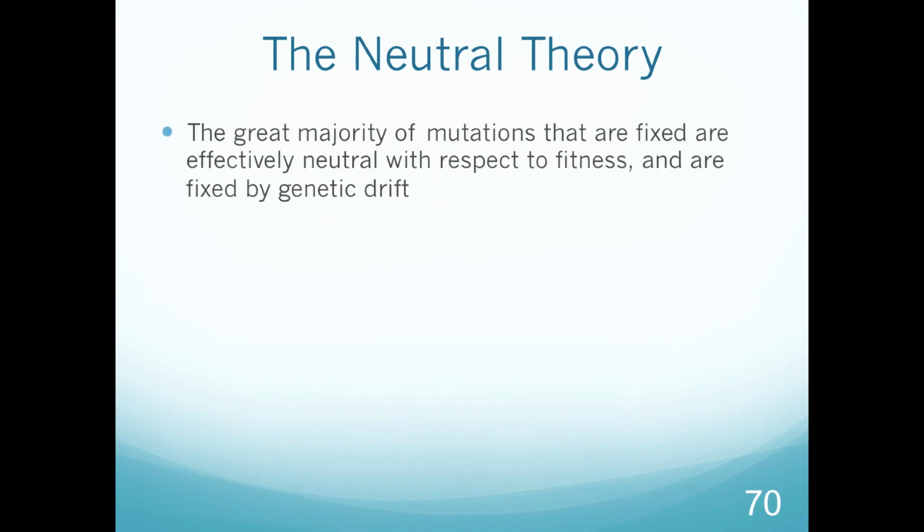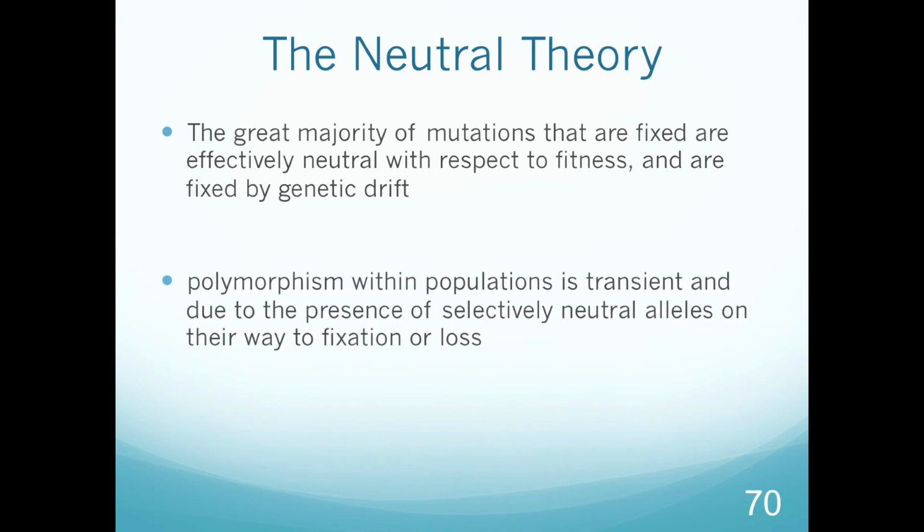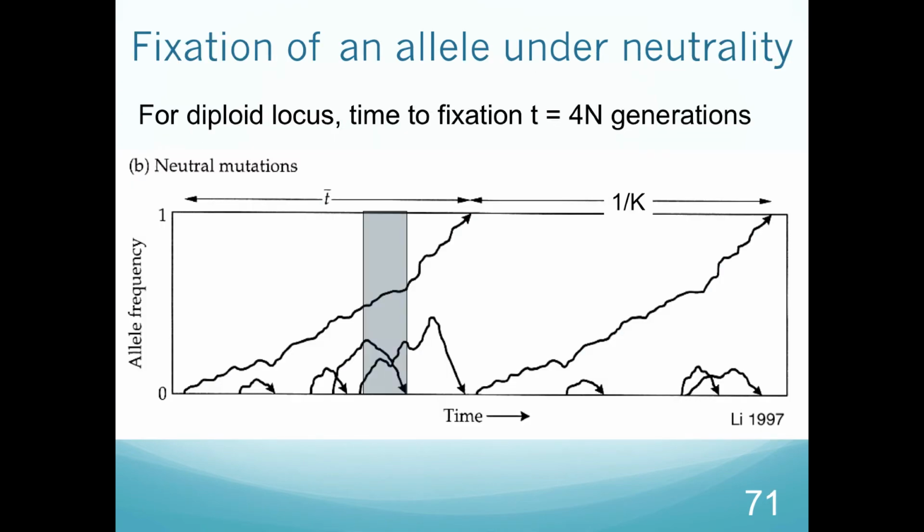So, the neutral theory states that the great majority of mutations that are fixed are effectively neutral with respect to fitness and are fixed by genetic drift. And that polymorphism within populations is transient and just due to the presence of neutral alleles that are just drifting around on their way to fixation or loss. So the reason that we find genetic polymorphism in populations is simply due to all these different alleles that are floating around and are either going to become fixed or lost from the population.